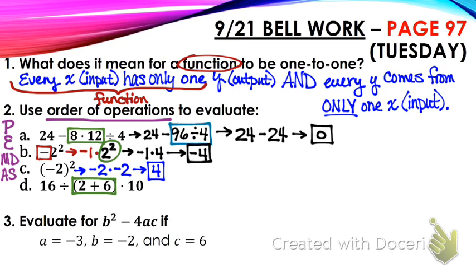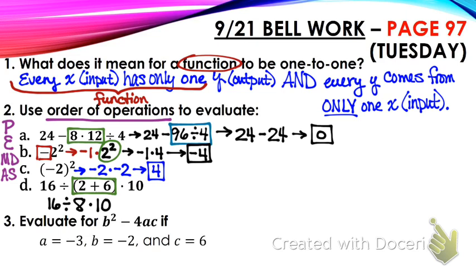Parentheses. So 2 plus 6 would give me what? 8. So I have 16 divided by 8 times 10. Multiplication next was going to be 16 divided by 8. You do the division first. Yes, multiplication and division happen in the same step. Remember, they're inverses of each other. It's basically one operation. They undo each other, but overall they do the same type of thing.